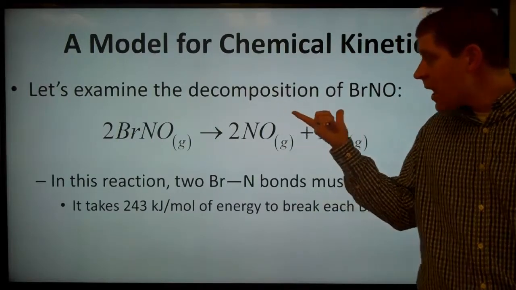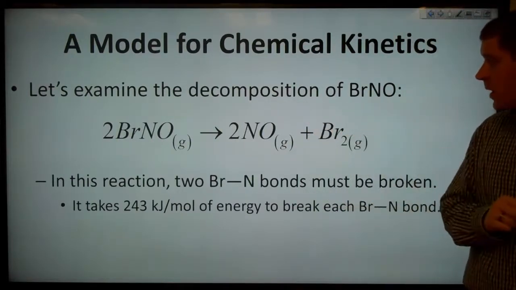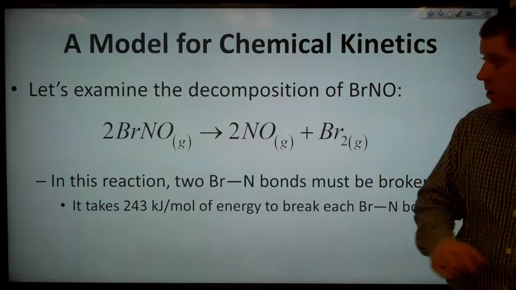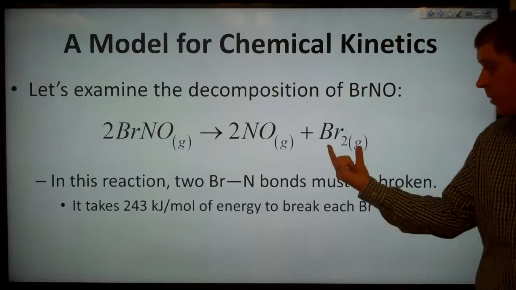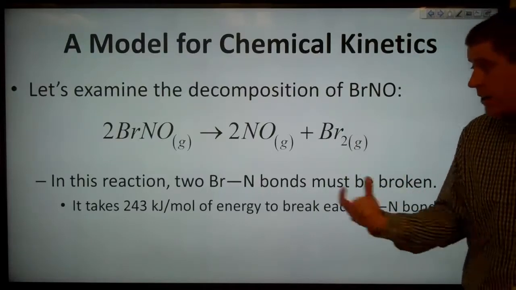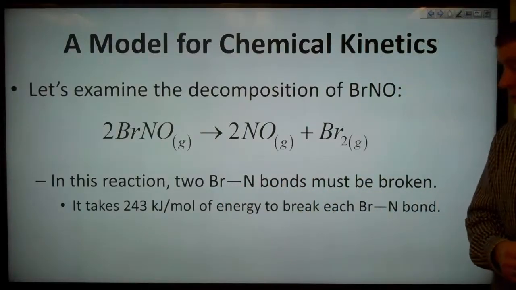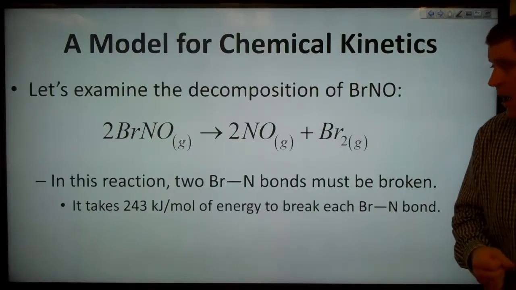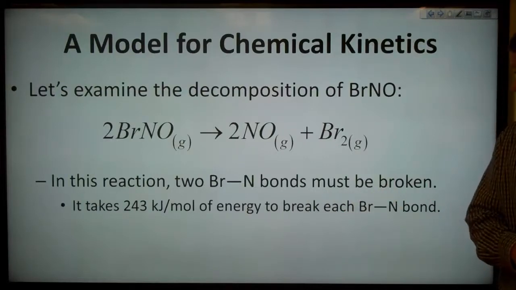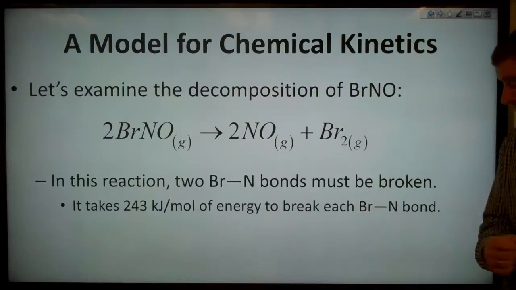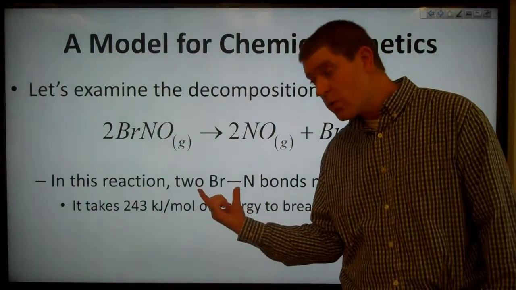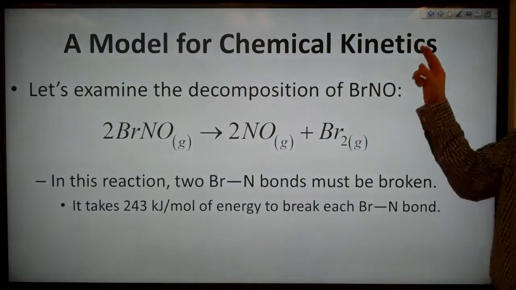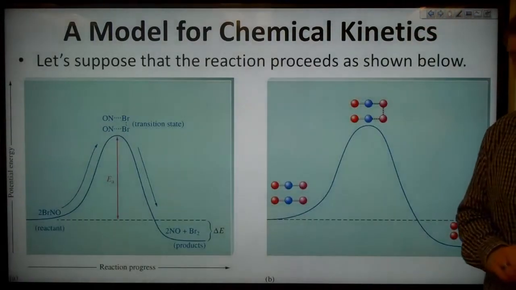So let's examine the decomposition of BrNO. We have two BrNO molecules react to give us two NO molecules plus bromine gas. In this reaction, two of our bromine-nitrogen bonds have to be broken. And it takes 243 kilojoules per mole of energy to break each bromine-nitrogen bond, which means that because we need to break two of them, we're going to need double that amount of energy for our reaction to take place.